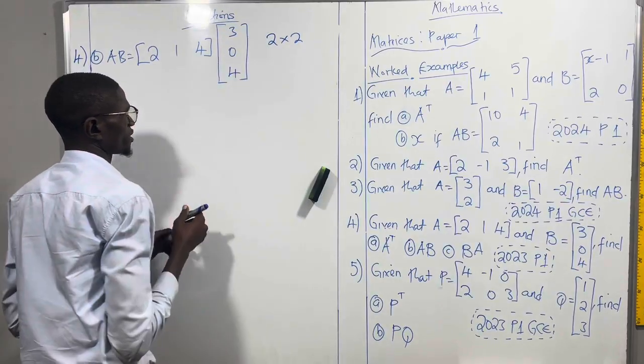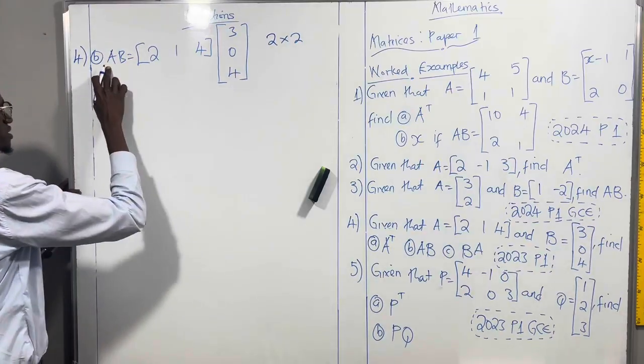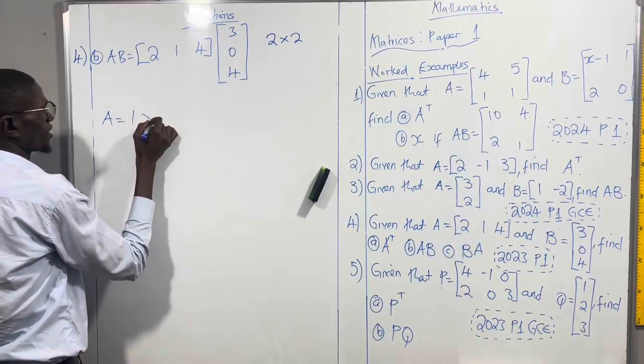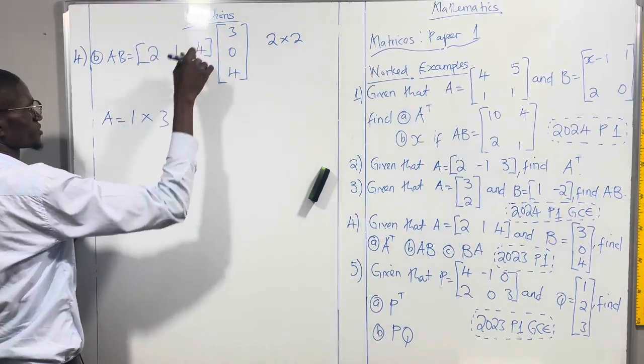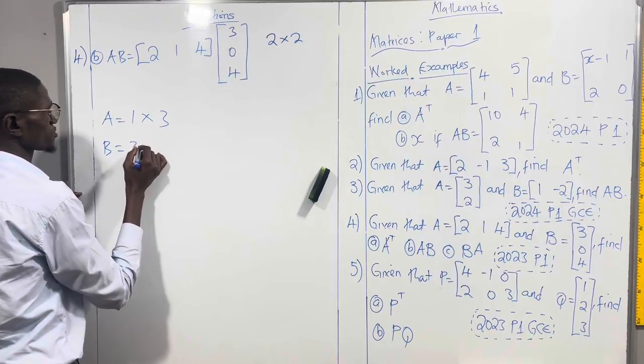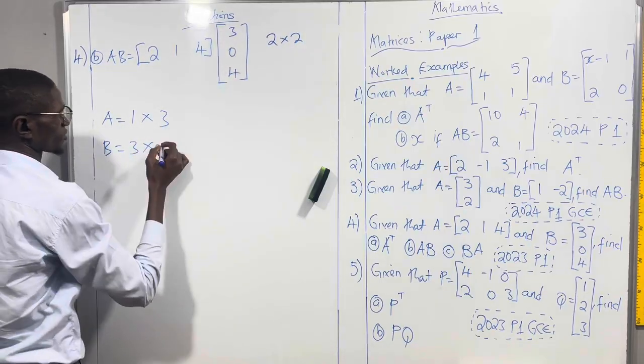Now let us test. What is the order of matrix A, which is this one? It's 1 by 3. It has 3 columns. Okay, how about B? 1, 2, 3, it has 3 rows by 1 column.